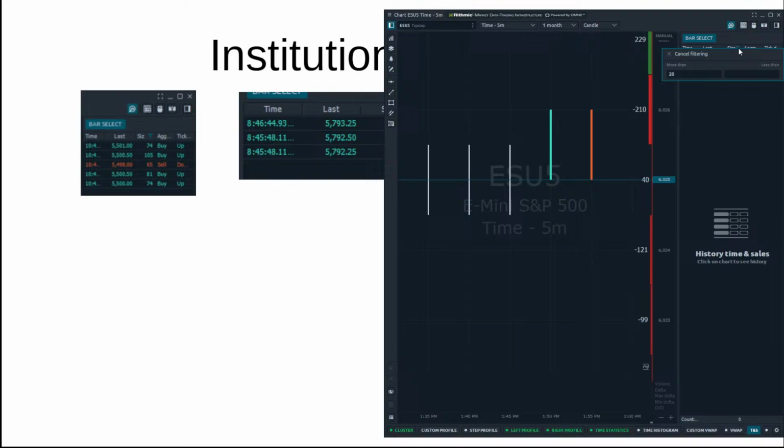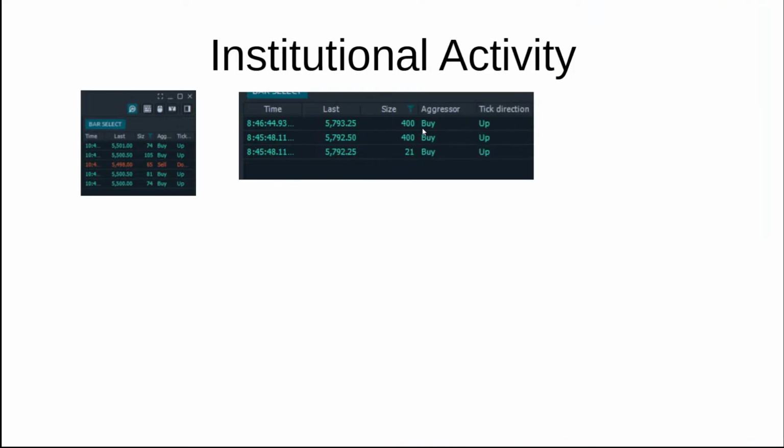So here, if I click this, it gives me a filtering option, and I can filter what orders I'm seeing. Right now on ES, I have mine set to 20 or more. What this does is it shows you where the large buyers or sellers are coming in. But again, we have the issue of, sorry, let me get back to this. We don't know, right? So we have 400 orders at 57.93 and a quarter, buying as price is moving up, right?